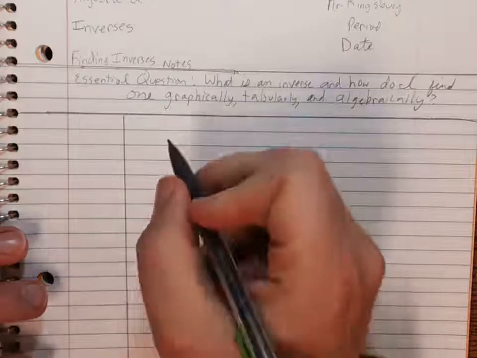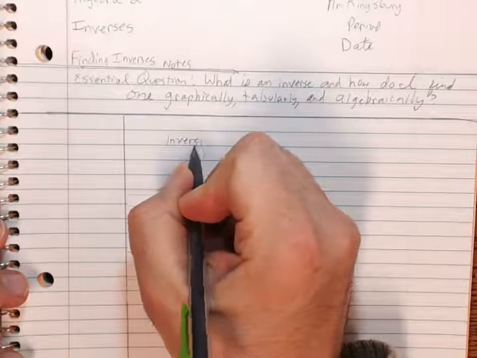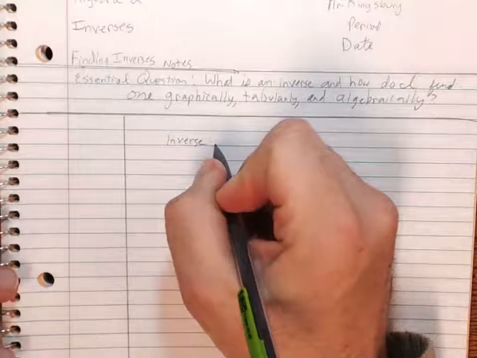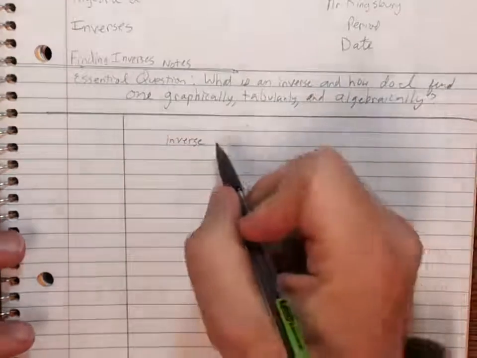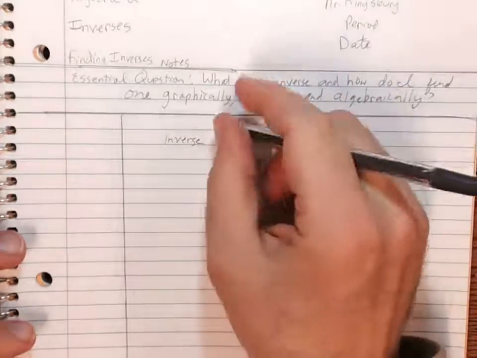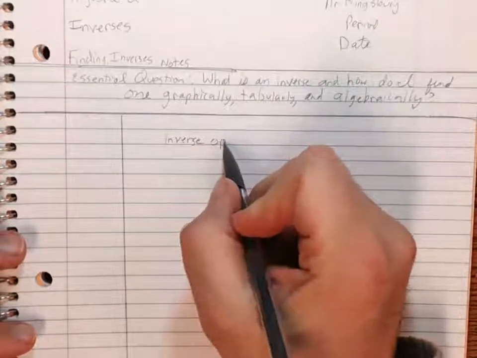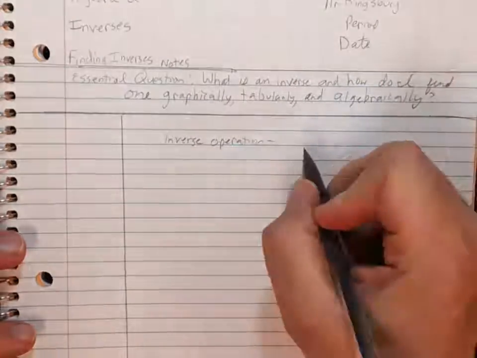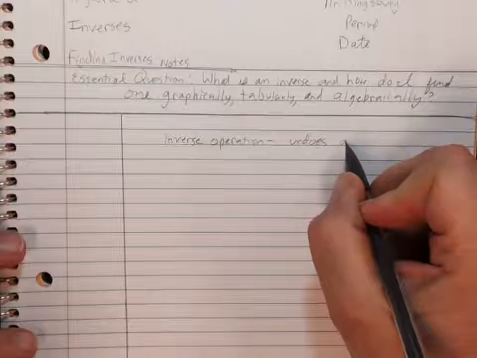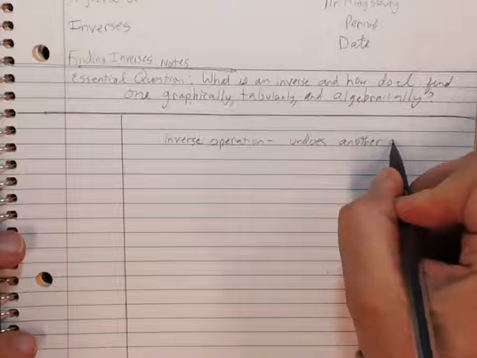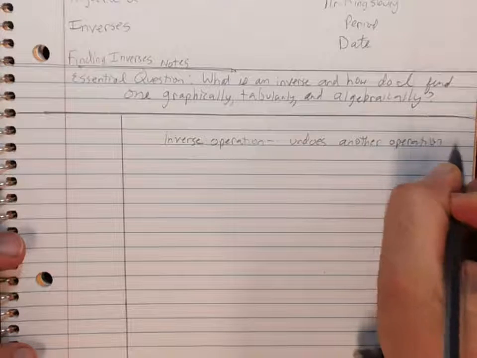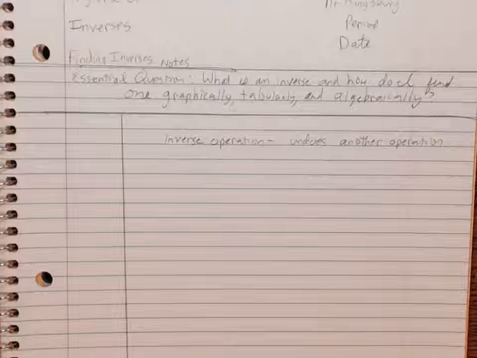So what is an inverse? Essentially, an inverse operation undoes another operation. So, for example, the inverse of multiplication is division. The inverse of adding is subtracting. And it gets more complex from there, but it's basically undoing what you've done.